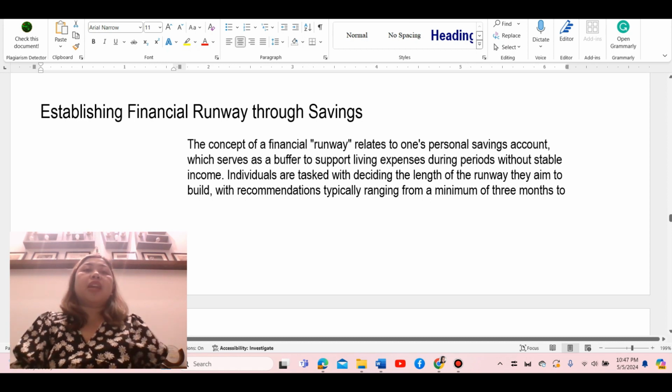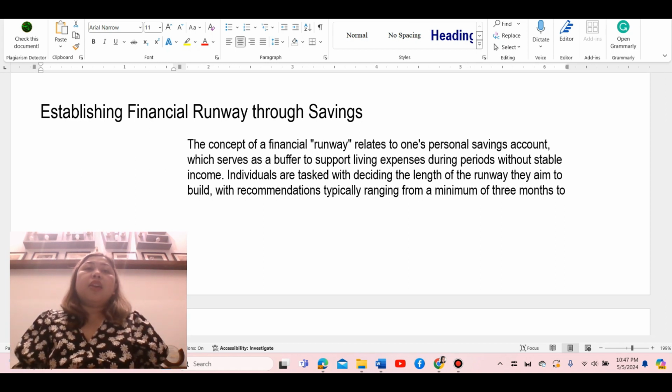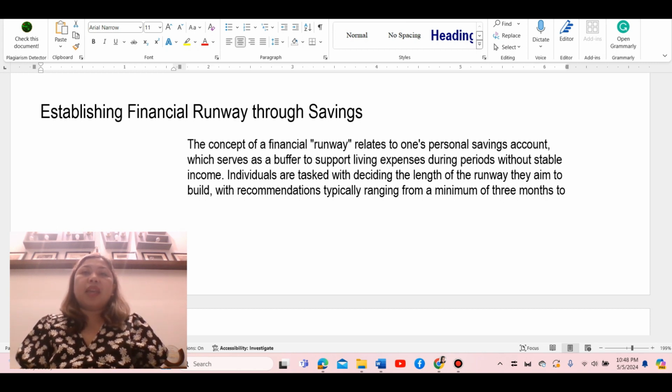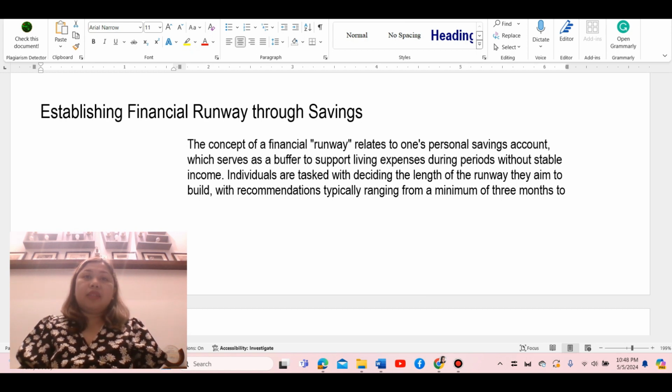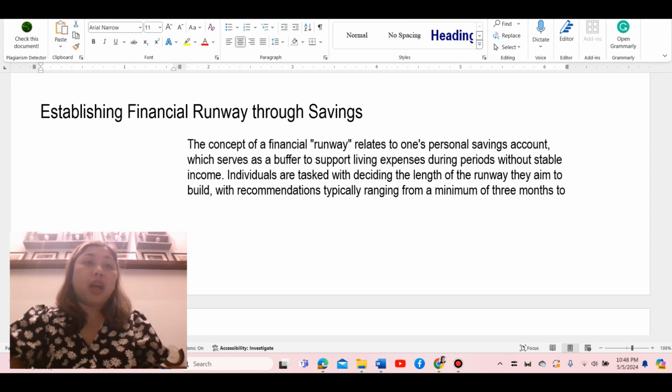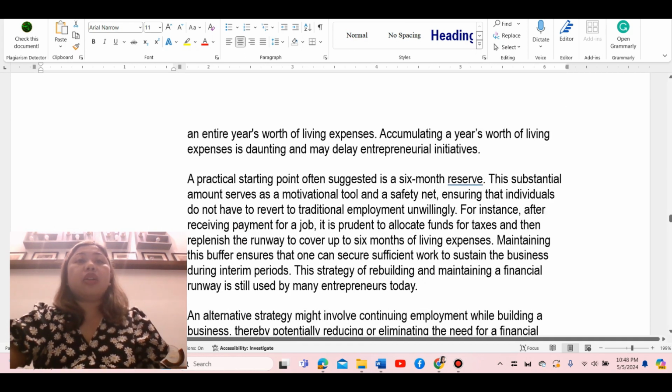So, establishing financial runway through savings. The concept of financial runway relates to one's personal savings account, which serves as a buffer to support living expenses during periods with unstable income. Individuals are tasked with deciding the length of runway they aim to build, with recommendations typically ranging from a minimum of 3 months to an entire year's worth of living expenses.